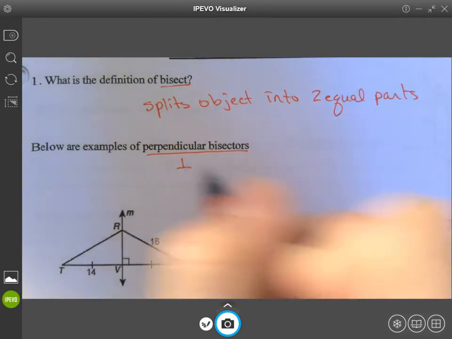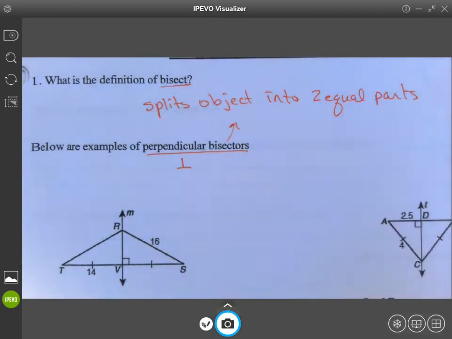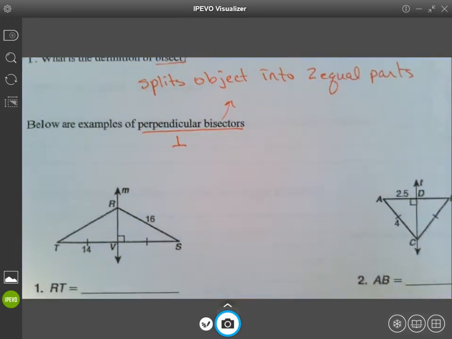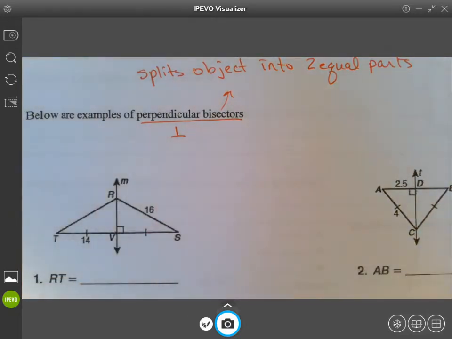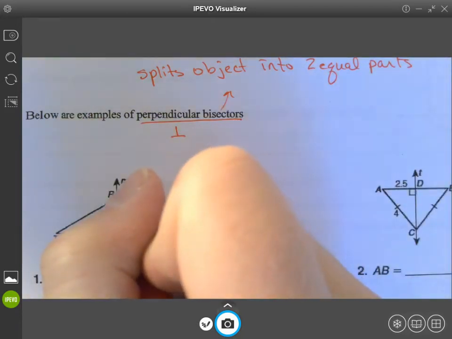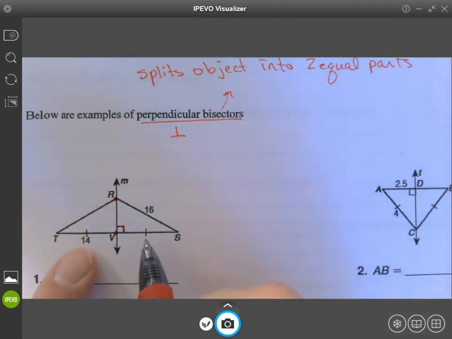Perpendicular means it's going to make a 90-degree angle, and then you've got your bisector, which splits it in half. So a perpendicular bisector does not have to go from vertex to opposite side. The only reason that's happening is because this is an isosceles triangle. So that's the ticket. This goes from here to here. It makes a 90-degree angle, and they told us this is congruent.